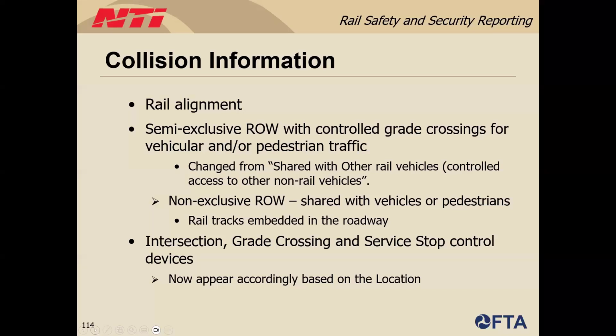The second is non-exclusive right-of-way shared with vehicles or pedestrians, which would be selected when the rail alignment consists of rail tracks that are embedded in the street and cars can drive over them and pedestrians can walk across them in the same area as the transit vehicle travels. Neither of these options would be selected if the mode is heavy rail, since heavy rail alignment would always be, unless there's alignments out there I'm not aware of, exclusive, except for two specific agencies, the two that I'm aware of. Intersection, grade crossing, and service stop control devices now appear accordingly based on the location.